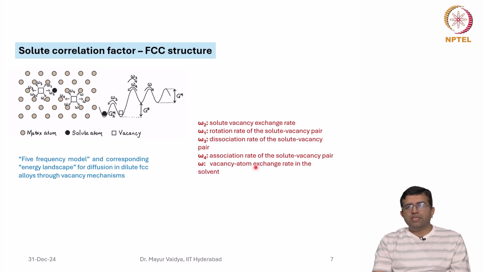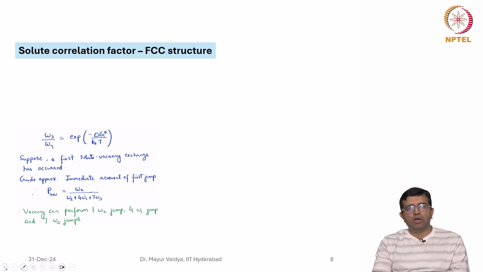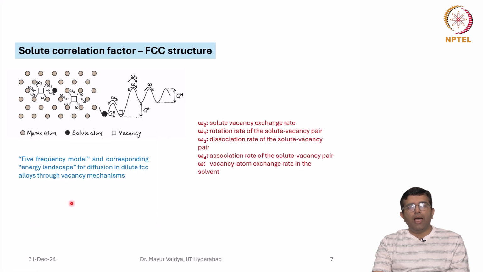Omega is the vacancy atom exchange rate in the solvent itself. So, for example, here you see this is omega, this is also omega, this is also omega. That means the vacancy is exchanging its position with the solvent atom or the matrix atom, which is far away from the solute. So, this is called omega. This was the 5-frequency model that was proposed, and based on that, the correlation factor expressions were written down or derived.